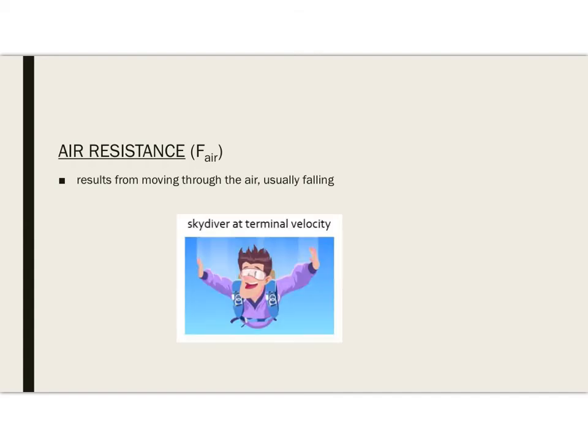So let's say we have this skydiver that's falling at terminal velocity. Terminal velocity means he's not speeding up anymore. He's still going toward the ground. He's obviously not just stopped in midair. But terminal velocity means that you're not accelerating anymore. You're falling at a constant speed through the air.